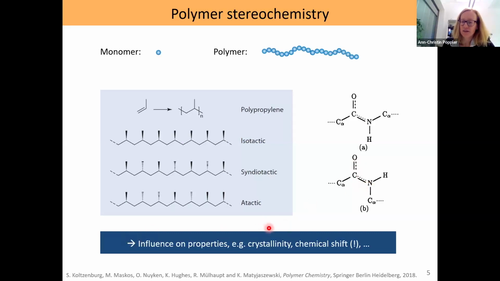And all this stereochemistry has also an influence on the properties. So crystallinity, for example, depending on how well these individual structures can pack or get ordered. But of course also, and this is related to what we are doing with NMR, there's extensive work on the influence of the tacticity on the chemical shift. And there's lots of work on how different triads, so if you pick out 3 units, how this influences the chemical shift that you will later observe in the spectrum. So this is a very important part of investigating polymers.